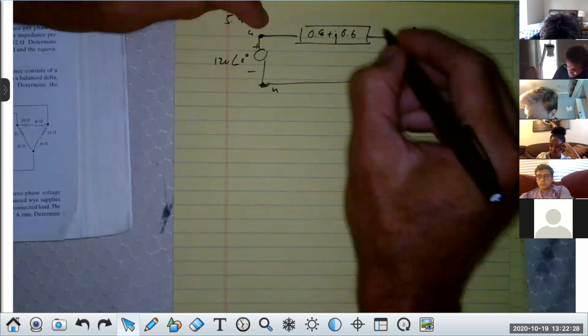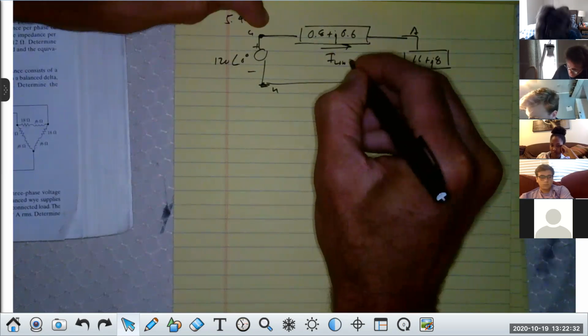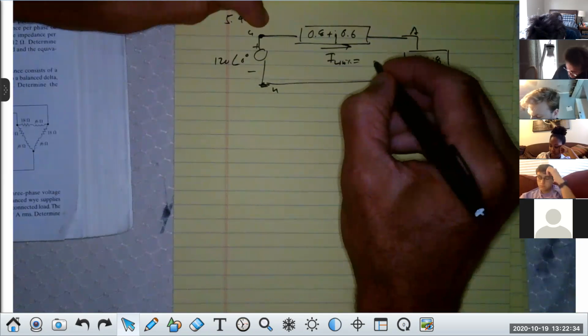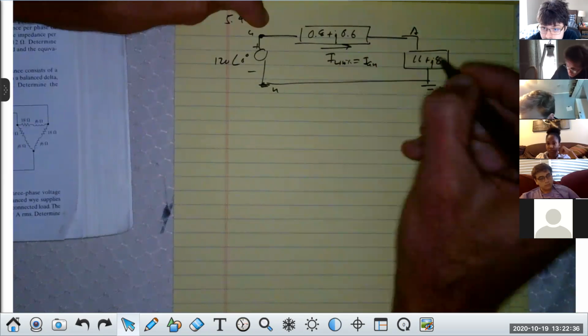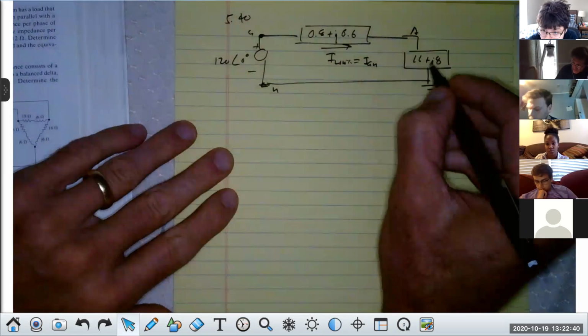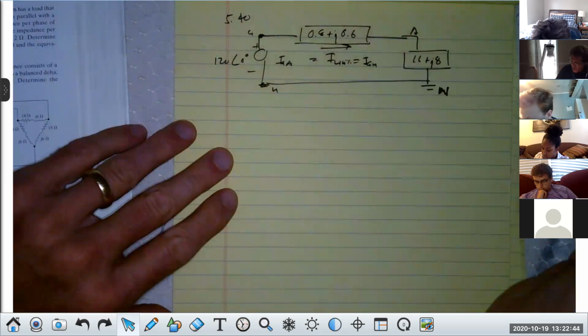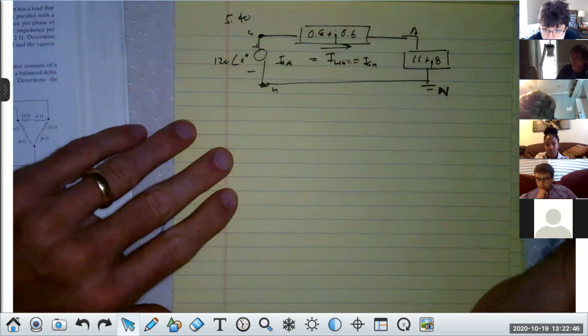All they want is this current. That is the line current, which is IAN, which happens to be I small a large a, if you take a look at this, right? That's I small a large a. They are all the same thing because it's a simple series circuit. Are you with me, class?